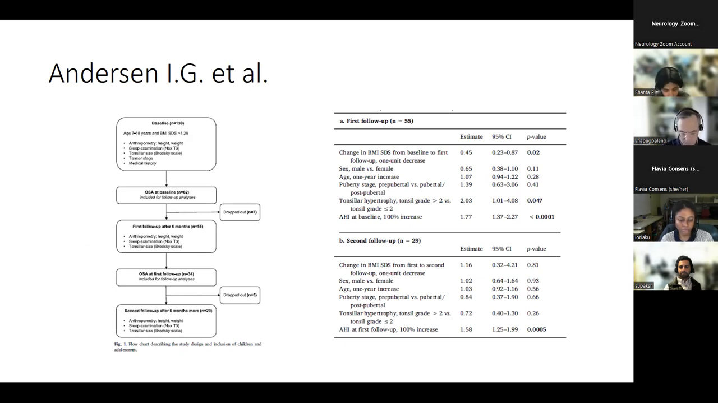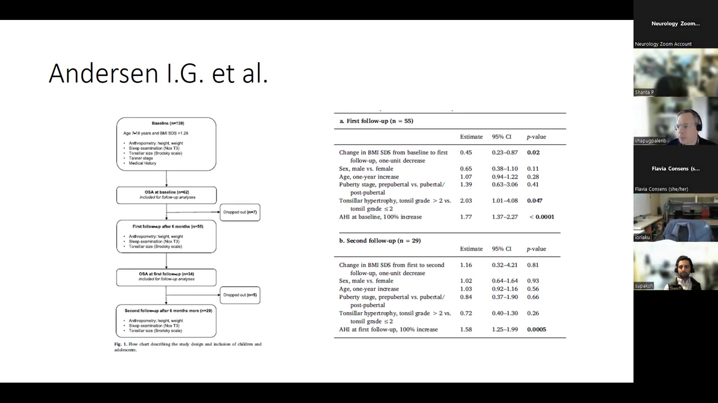They investigated OSA using a type 3 portable device, a Nox T3, which is actually not validated in children, but they looked at children and adolescents aged 7 to 18 years with obesity who were enrolled in an outpatient chronic obesity treatment clinic. They looked at follow-up appointments at 6 and 12 months, and they looked at different anthropometric measures.